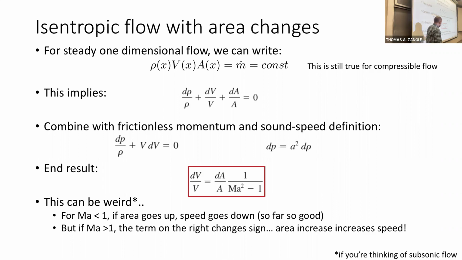But if the Mach number is greater than 1, then this thing flips signs. This denominator here becomes positive instead of negative. And so this means that if the area increases, if dA is positive, then dV is positive. The speed increases, the velocity increases. Okay, now that's weird, right? From an incompressible flow kind of thinking. But this can happen in compressible flow.